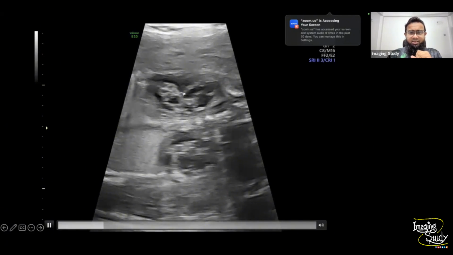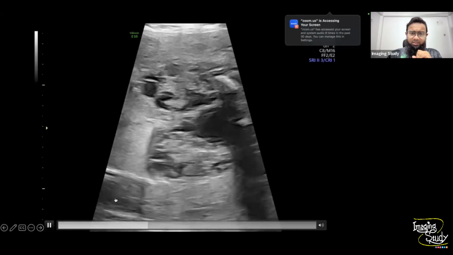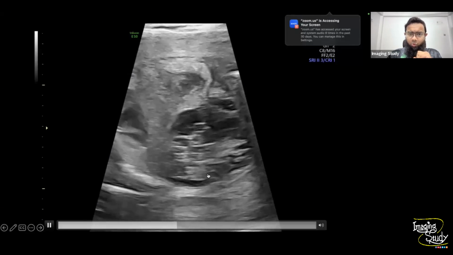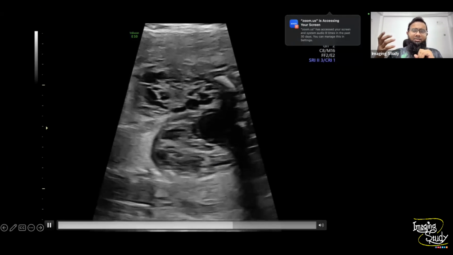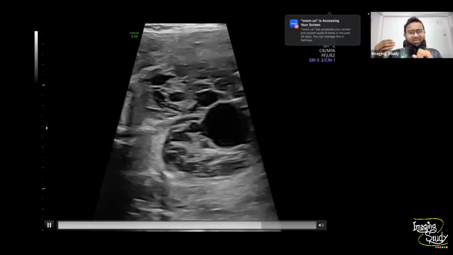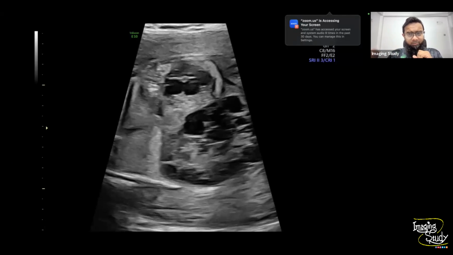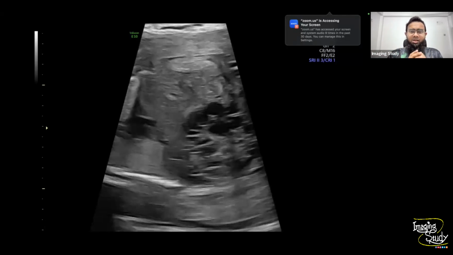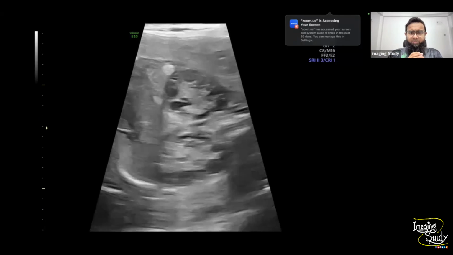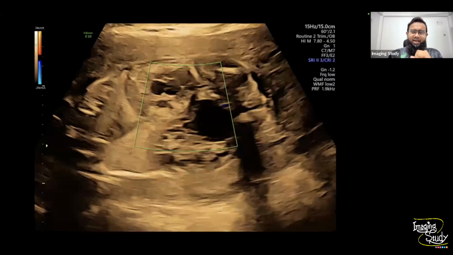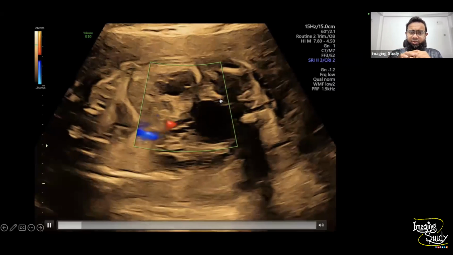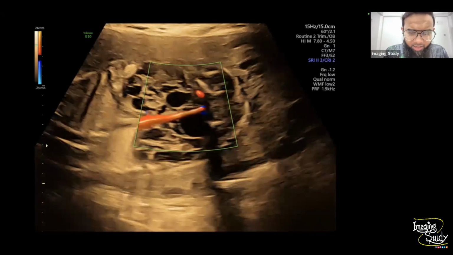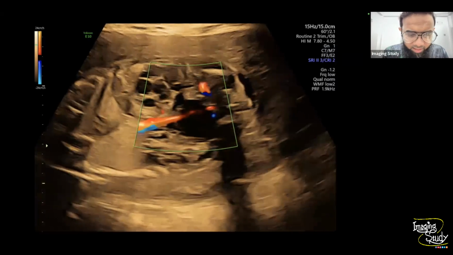So these are enlarged kidneys with multiple cystic spaces, and you can see the whole parenchyma has converted into cystic lesions, and this is definitely a case of multicystic renal dysplasia. So here's the color Doppler. We put some Doppler on and tried to search for the urinary bladder in this patient. We couldn't see any urinary bladder. I think I haven't saved that image.